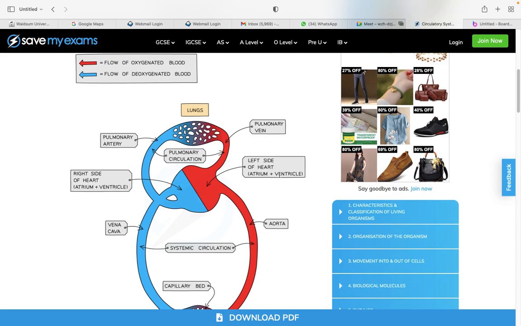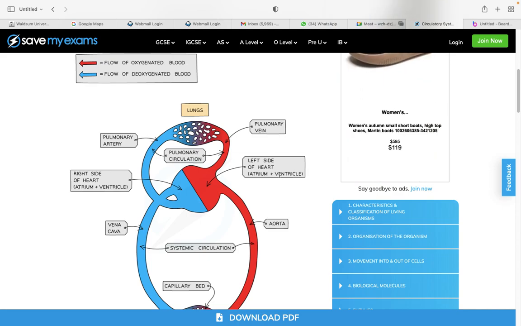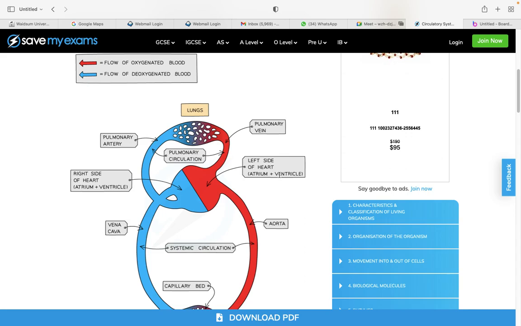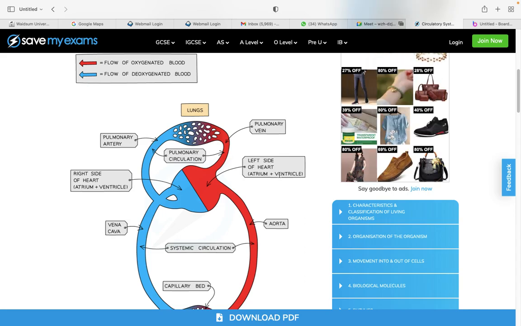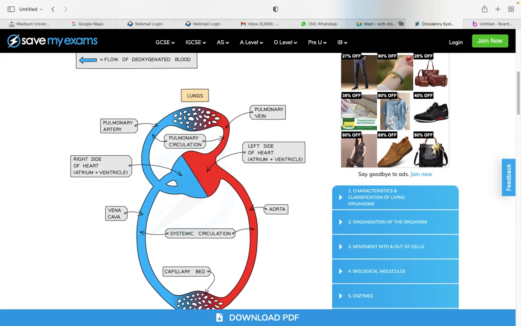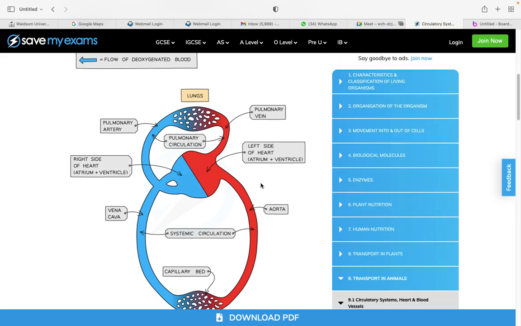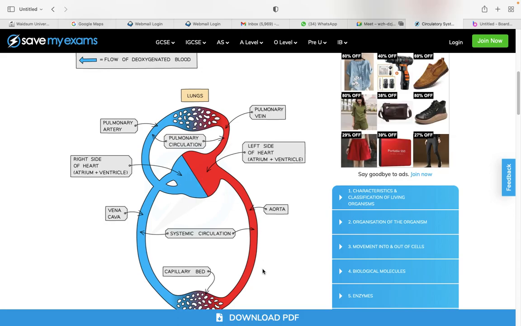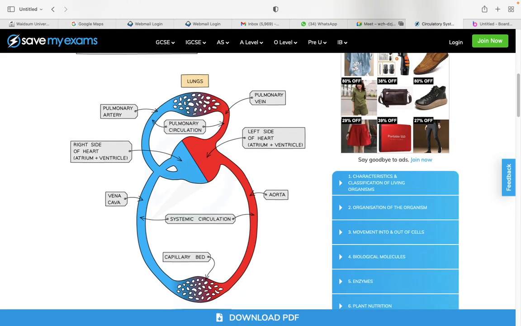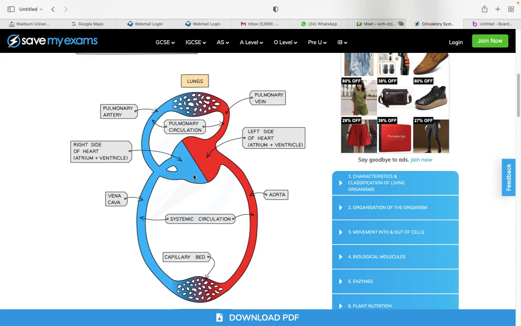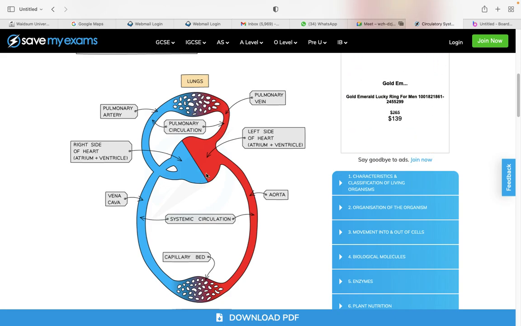So the heart is a four-chamber entity, and the circulatory system found in humans is usually called double circulation because it has two circuits. The first circuit is from the heart to the rest of the body, and the second is from the heart to the lungs. So it's a two-way circle, and that's the reason why we call it double circulation.